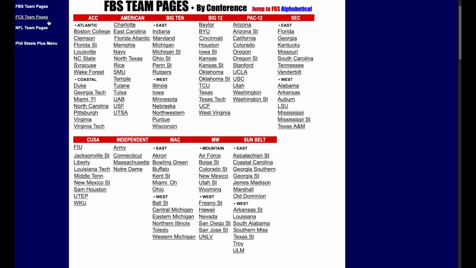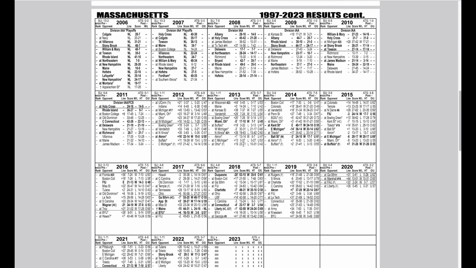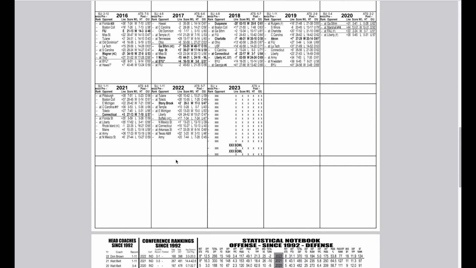The next one we're going to look at, once again, I'm going to go to the team page, and it's UMass. And something I looked at and noticed, and this trend, I believe, is in the magazine. Let's see how UMass does.